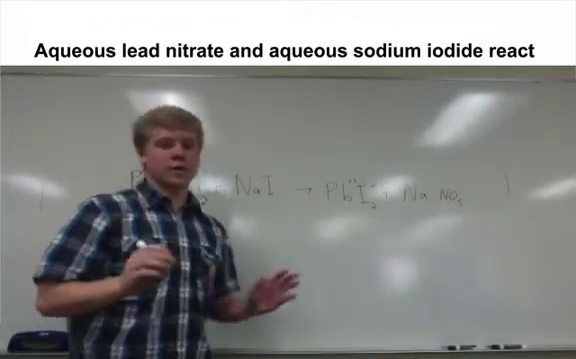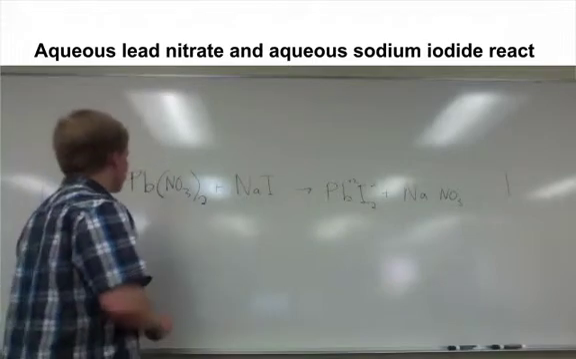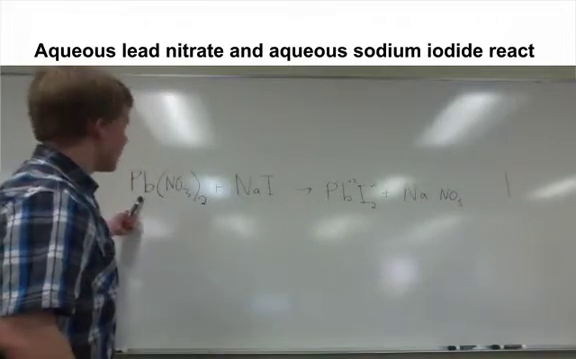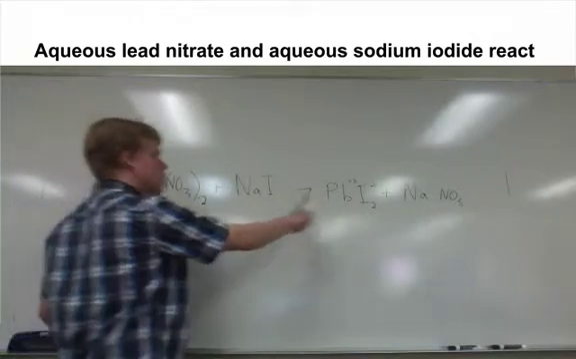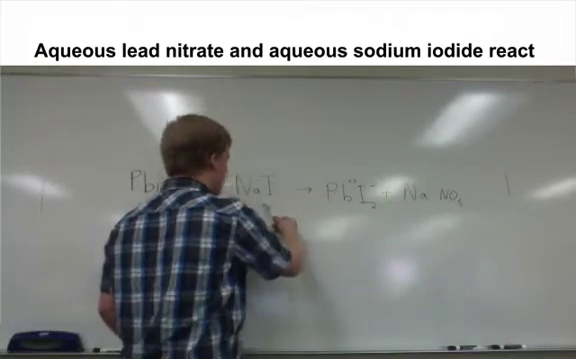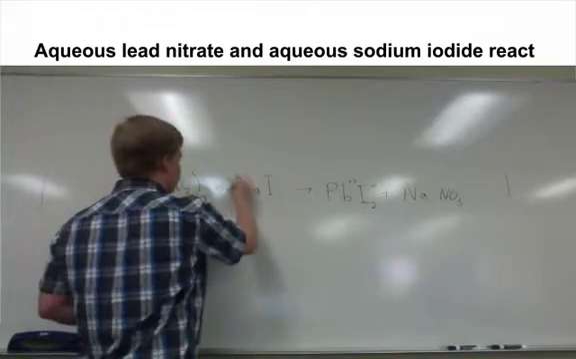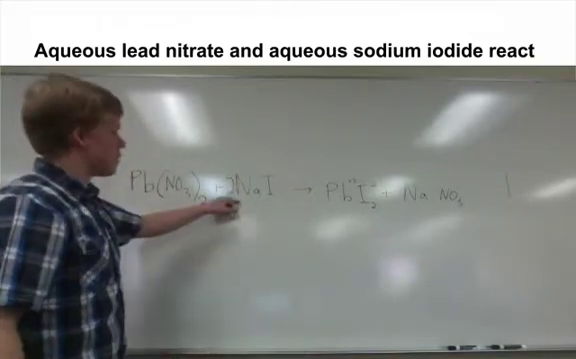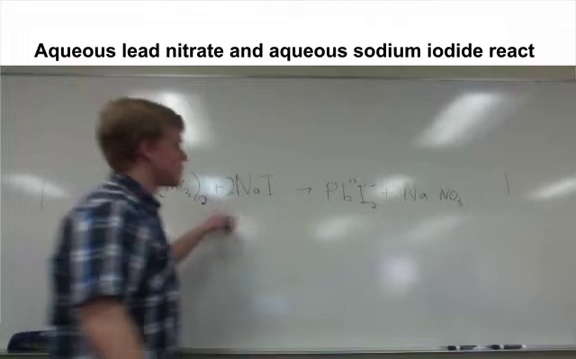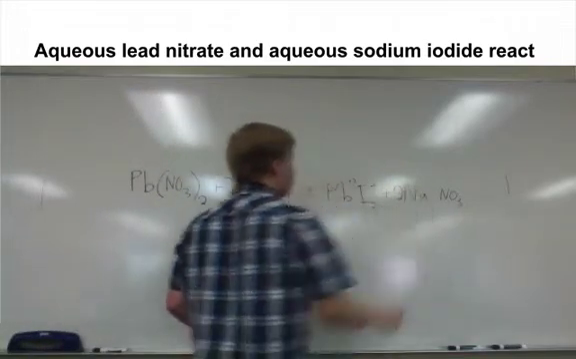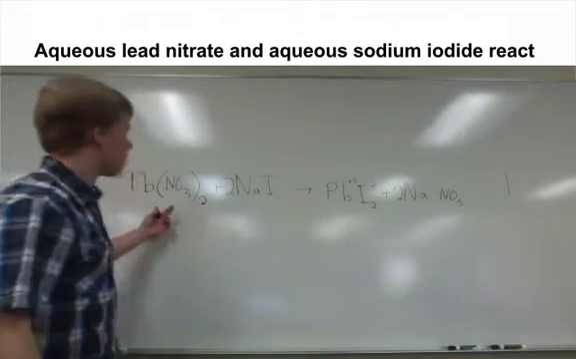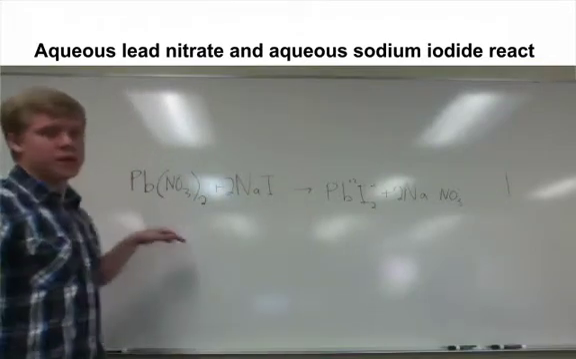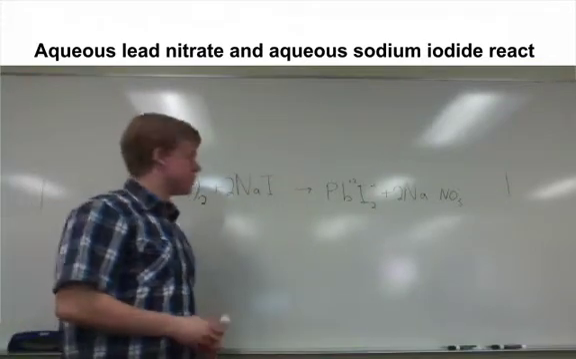Now, we're not done yet because we still need to balance. So you see we have 1 lead, but look, we have 2 iodines and 1 iodine, so we need a coefficient of 2 there. But now look, we have 2 sodiums, so we need a 2 right here. Oh, but now we have 2 nitrates, and we have 2 nitrates over here. So this is your complete and balanced chemical reaction.